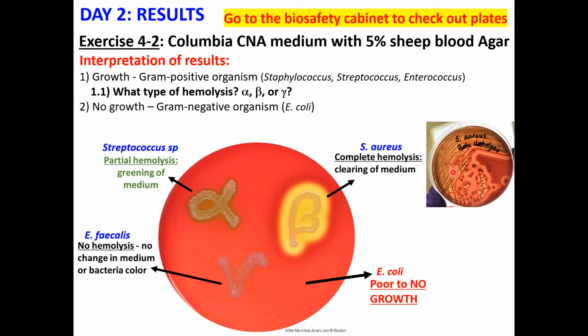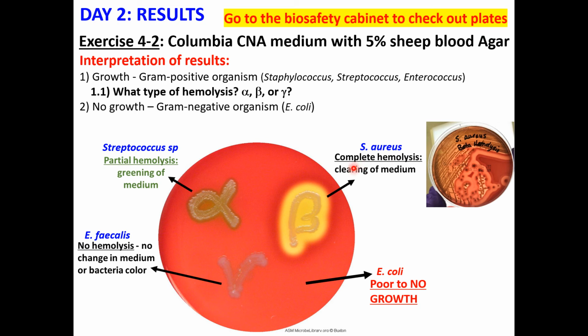Okay, so if we have beta hemolysis, complete destruction of the red blood cells, the redness of the media would be gone because the red blood cells are destroyed. So we would see this clearing all over the plate. It's beautiful when we can actually see this. So that's how we know it's beta.